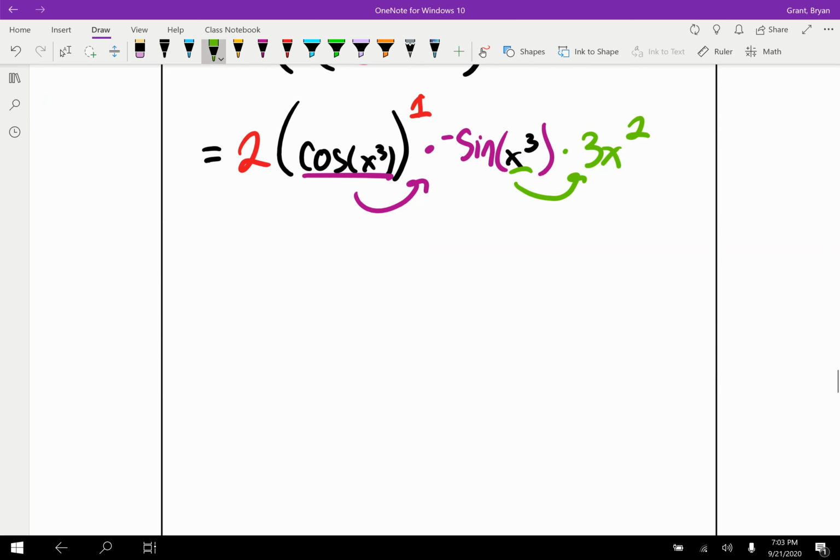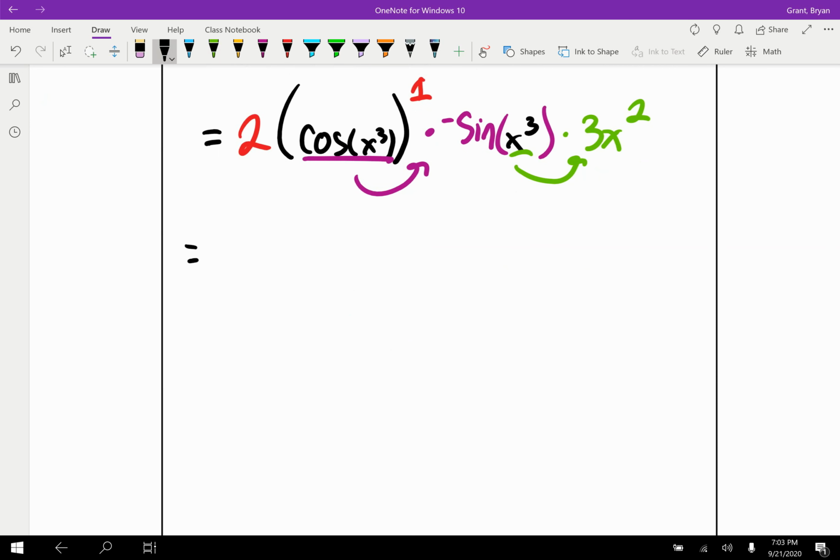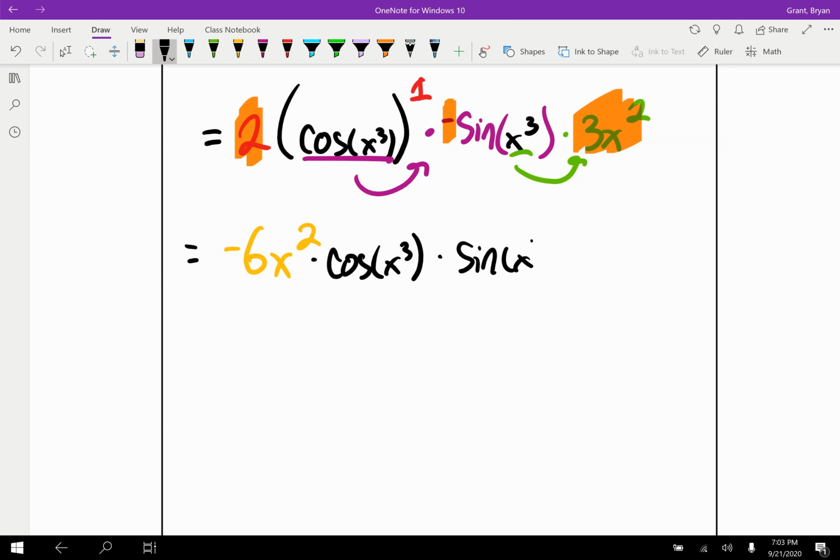Once we're here, putting it all together isn't too bad. We're going to take everything that can be multiplied and multiply it together, like the 2 and the negative and the 3x squared. I think that's negative 6, yeah, we get negative 6x squared. And then we have this cosine of x cubed, the first power doesn't matter, and sine of x cubed. And notice we took this negative and moved it out front. And I think that's all we had to do on that one.